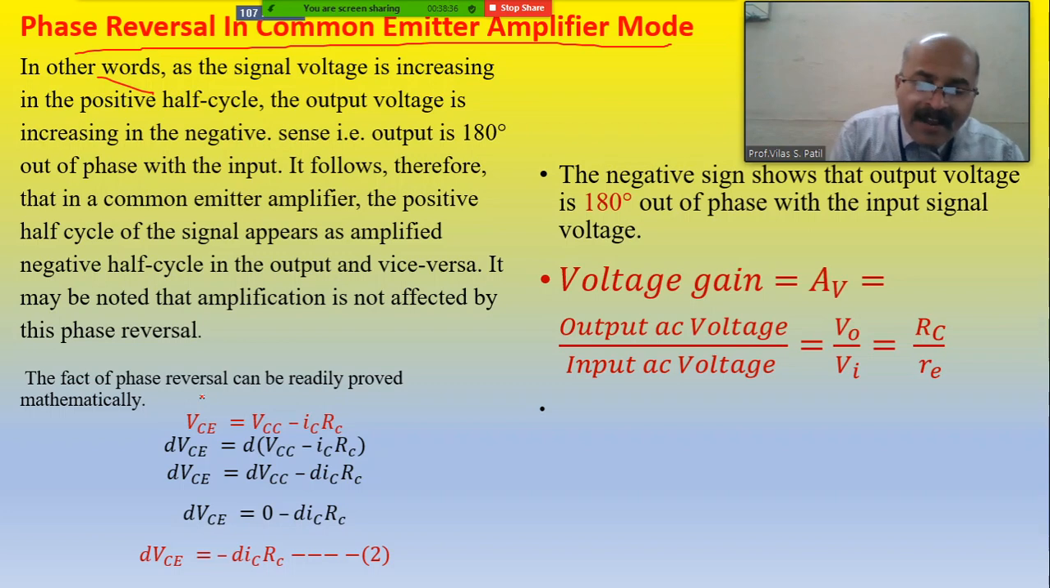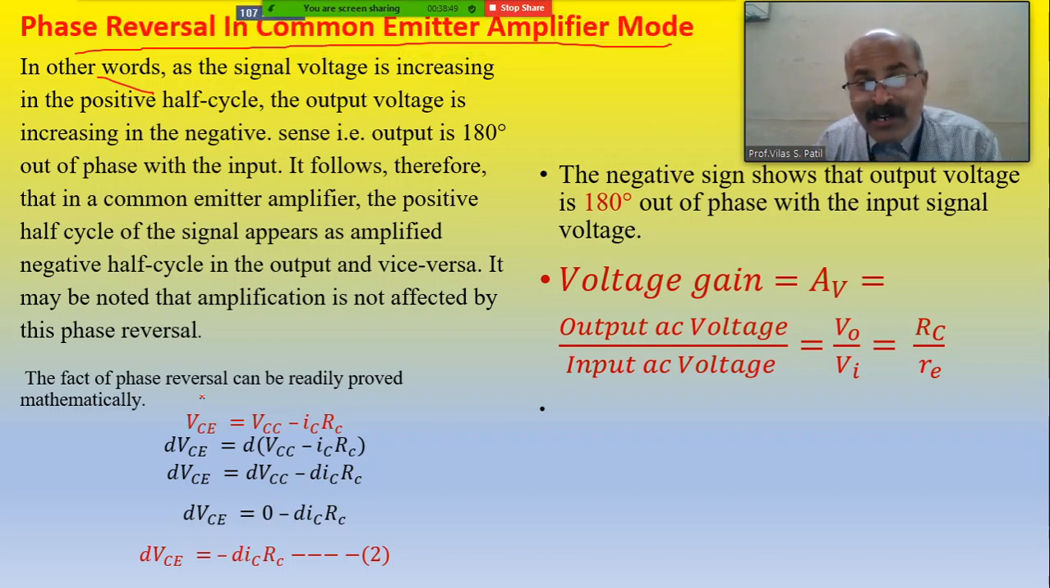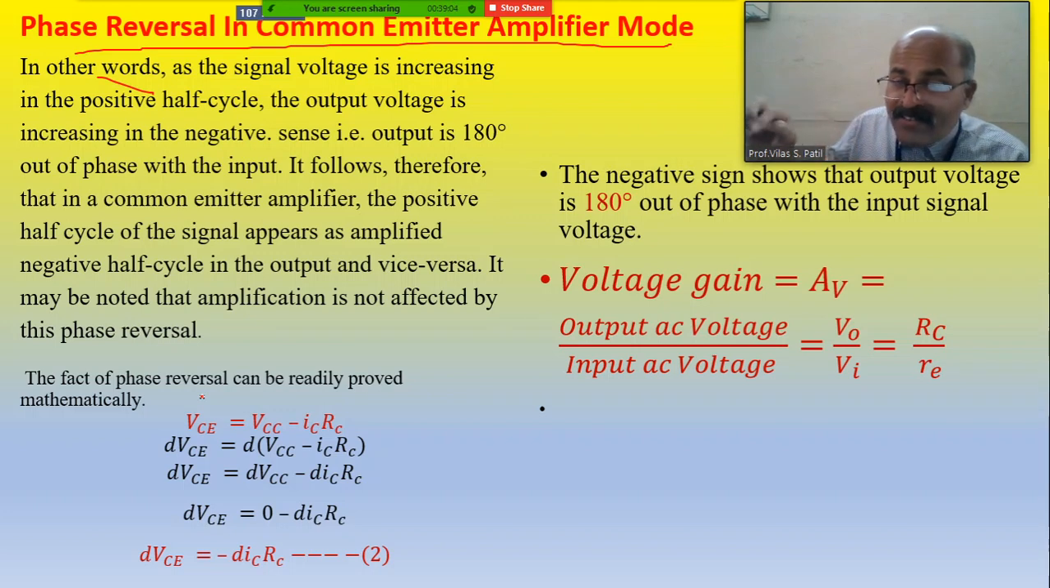a differentiator. See here, what is the mathematical relation? In the last slide, we know that the output voltage is equal to VCC minus ICRC. What is the output voltage? The output voltage is the voltage between the collector and emitter, that is VCE. C means collector, E means emitter. Then we get the mathematical relation from the last slide: VC is equal to VCC minus ICRC.